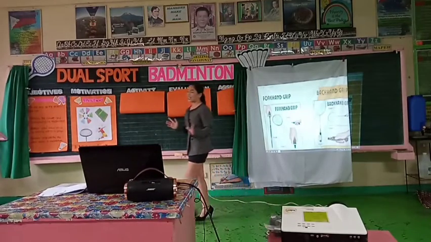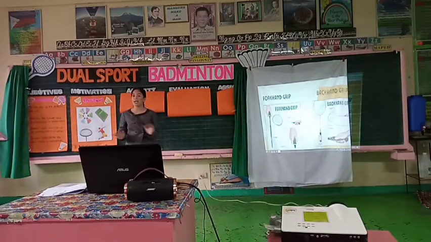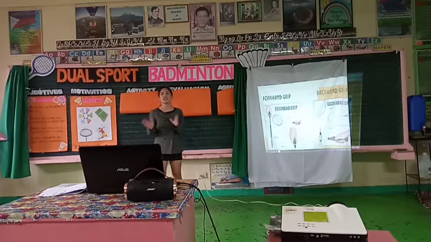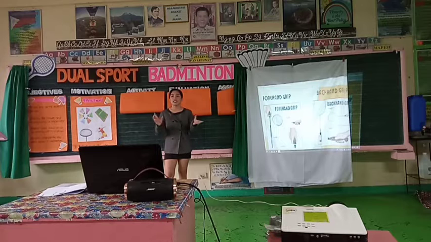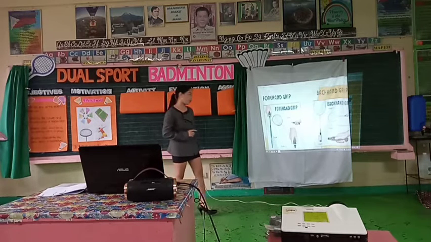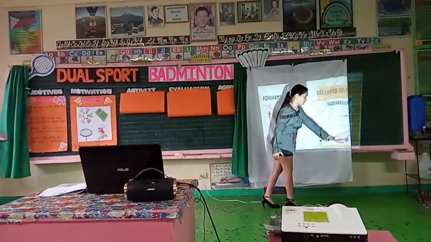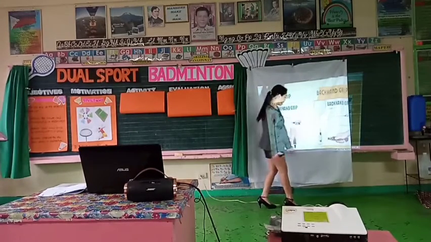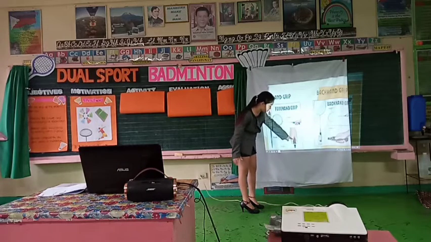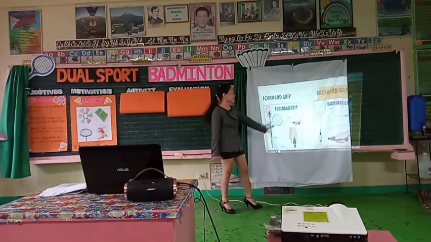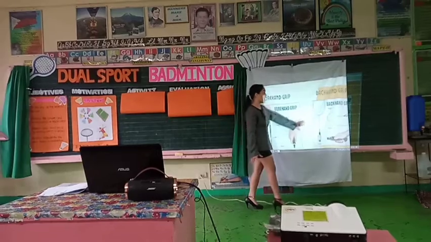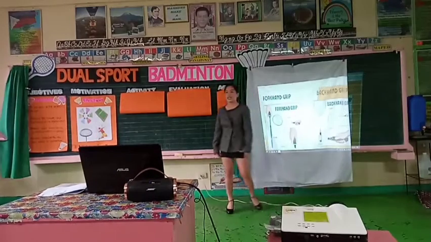So class, the forehand and backhand grips look almost the same. There's only one slight difference: the placement of your fingers. As you can see here, the backhand grip is more on the thumb, and here, as you can see, there is a V line here. That is the way you hold a forehand grip and a backhand grip.